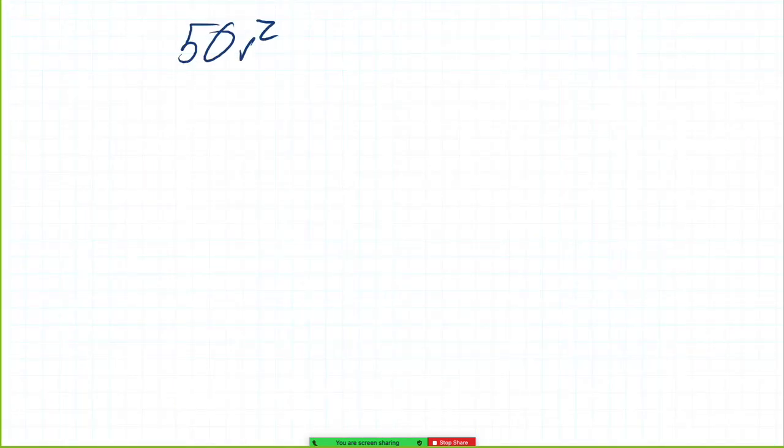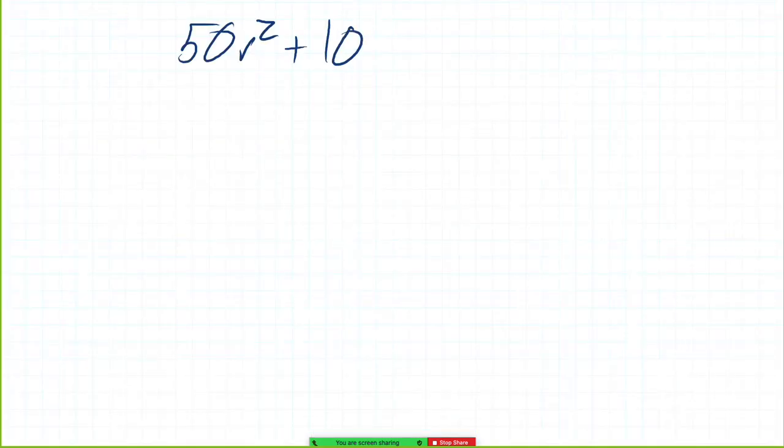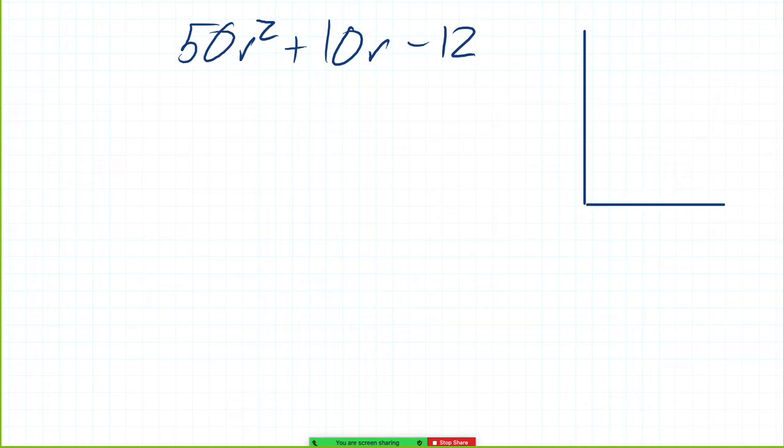50R squared plus 10R minus 12. Okay, we know that we have a rectangle. There we go. And with that rectangle, what we're going to do is some factoring to figure this one out. So we know the area of it is the expression we have over here.